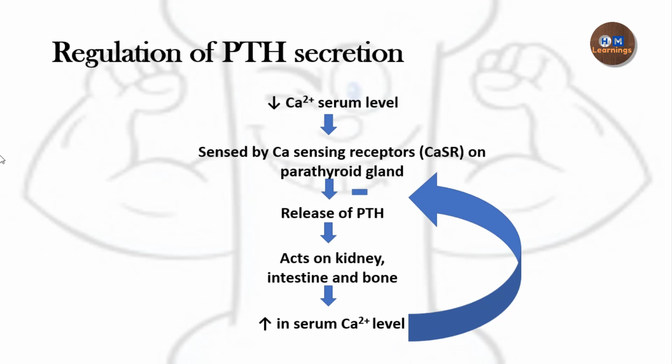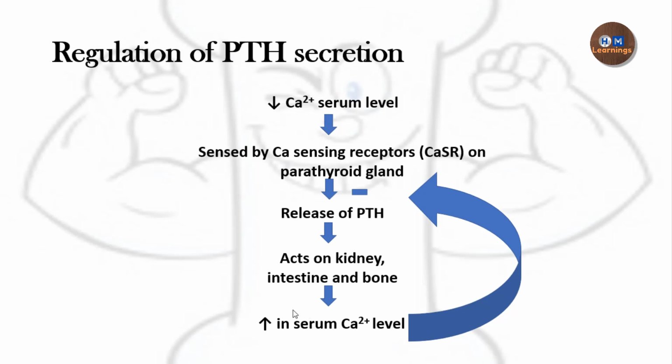So here what is happening, we know that the parathyroid secretion is increased when there is a decrease in the serum calcium level. This decrease in the calcium level will be sensed by the calcium sensing receptors, and there will be release of the parathyroid hormone. Now it will act on the kidney, intestine and bone to increase the serum calcium level.